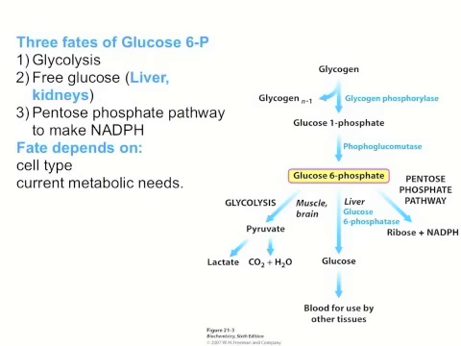And so again, there are 3 fates of glucose 6-phosphate: glycolysis, the generation of free glucose, and the pentose phosphate pathway. And one of the functions of the pentose phosphate pathway is to make NADPH. Now, the fate of glucose 6-phosphate depends on the cell type and the current metabolic needs of the organism.